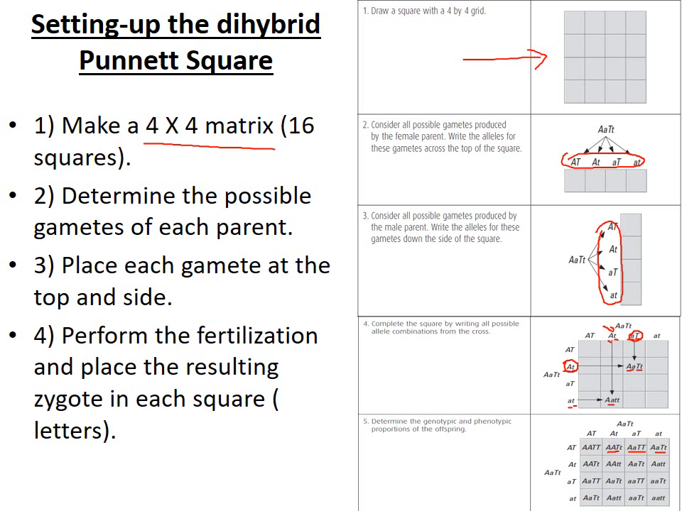But it's still the same idea: gametes at the top, gametes on the side from the parents, and then on the inside we have the fertilization event. If this is dad, this represents sperm. If this is mom, this represents the ovum or the egg. So it's figuring out what your gametes are, putting them in the Punnett square, and then figuring out what your individuals are. It does take a bit more time, but it's just as simple as the monohybrid crosses.